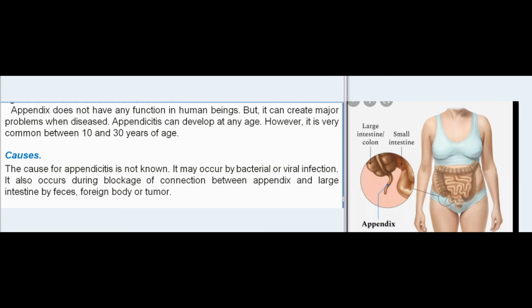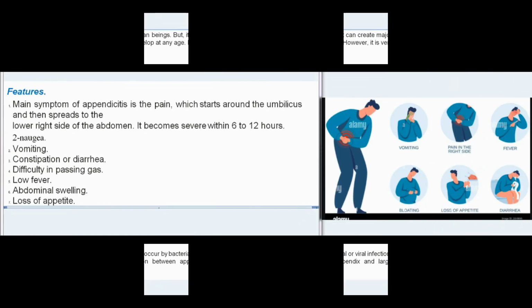But, it can create major problems when diseased. Appendicitis can develop at any age. However, it is very common between 10 and 30 years of age. Causes. The cause for appendicitis is not known. It may occur by bacterial or viral infection. It also occurs during blockage of connection between appendix and large intestine by feces, foreign body, or tumor.